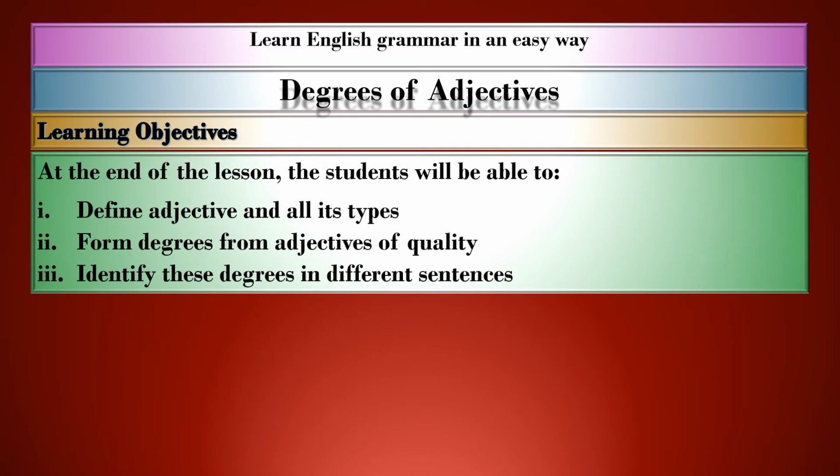Before going into details, I am stating the learning objectives. The learning objectives are to define adjective and all its types, to form degrees from adjectives of quality, and to identify these degrees in different sentences.